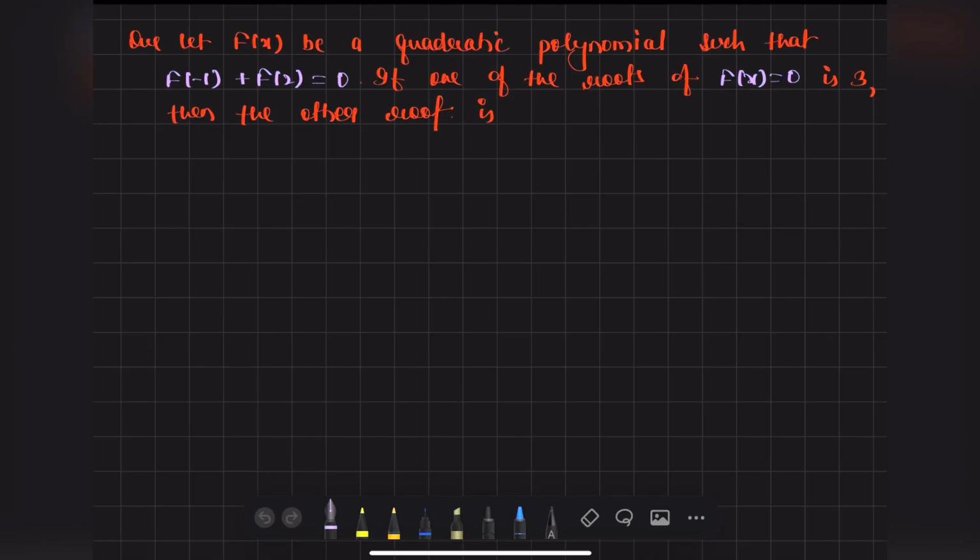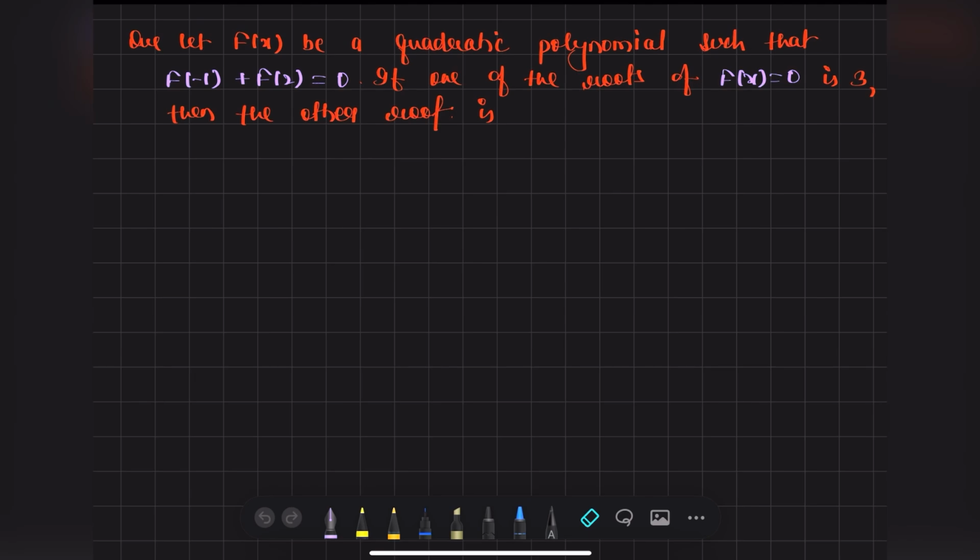So we got one more question which says: let f of x be a quadratic polynomial. Okay, f of x is a quadratic polynomial such that f of x plus f of x equals 0. Okay, if one of the roots of f of x plus f of x equals 0 is 3, so one of the zeros is 3, and you have to find the other root.